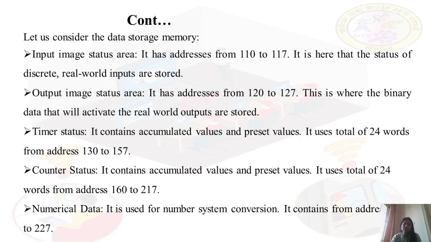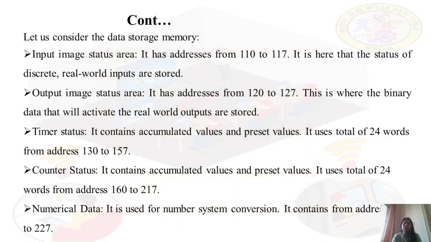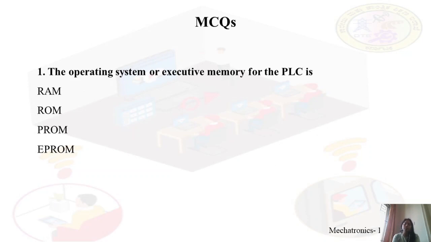Next is your timer status. In the timer status, it will have your accumulated values and some preset values for the timer. This uses 24 words. And next one is counter status. It will also have the accumulated values and the preset values. It will also use a total of 24 words. Then after that, numerical data. Numerical data is for number system conversion, from 220 to 227 address. Understood? So this is about the memory organization of PLC. So we are having 5 different types of memory here.